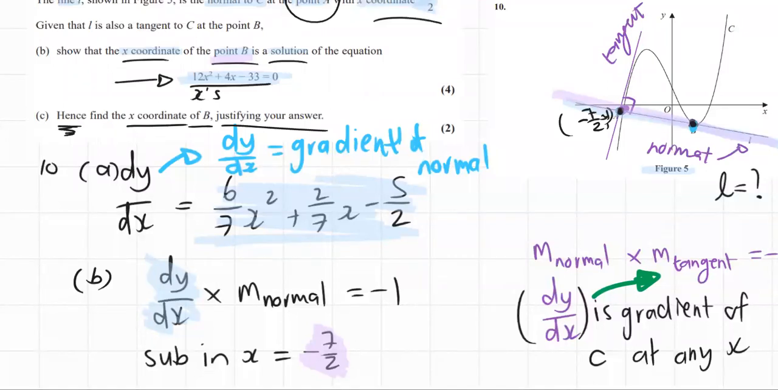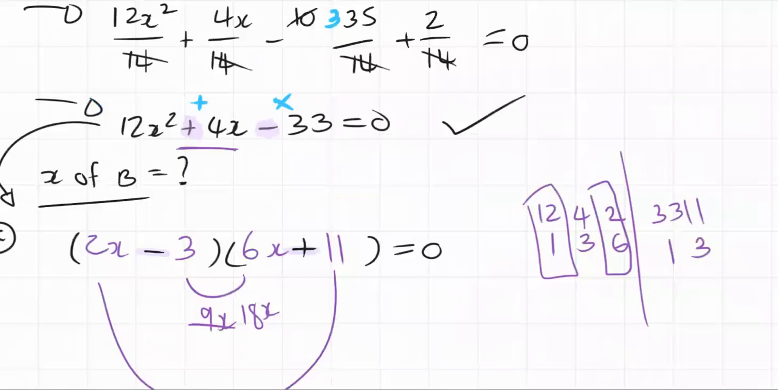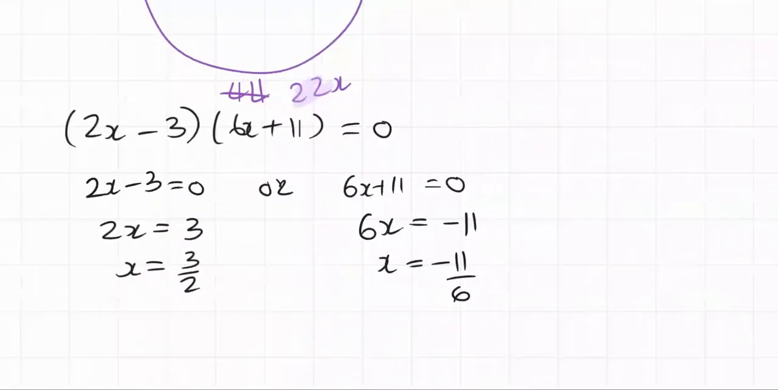So a hint: when it says "hence", it's usually a follow on from the previous question. The x coordinate of B is going to be one of these, and B is positive. B is positive, so it can't be the negative one. Okay. So we go back and look, and it can only be this one. Therefore, the x of B is equal to 3/2.